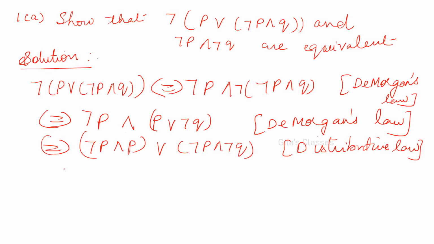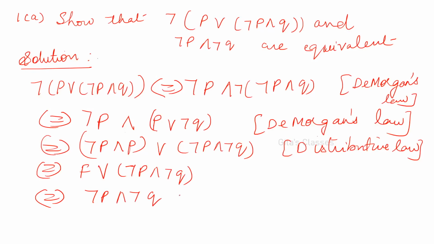So what is not P and P? It is false. It is a contradiction, right? So F or (not P and not Q). So this is a contradiction, and F or P is P, we know. So not P and not Q. Not P and not Q, this is what we want. Okay, this is equivalent to not P and not Q using the equivalence.